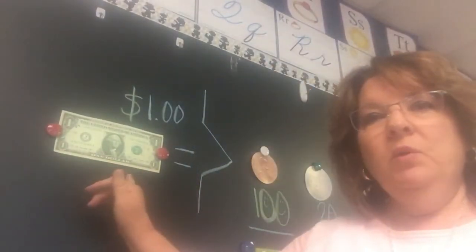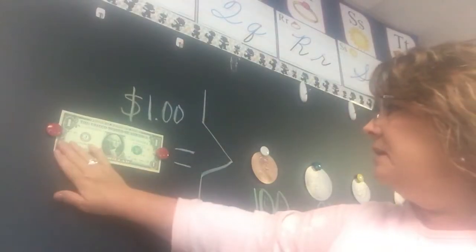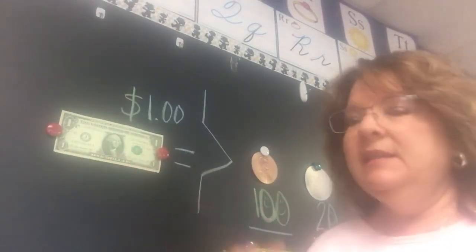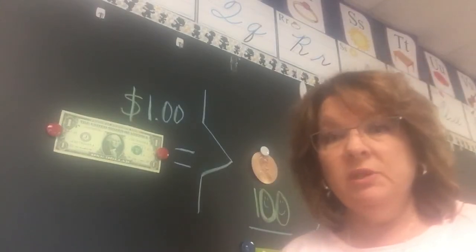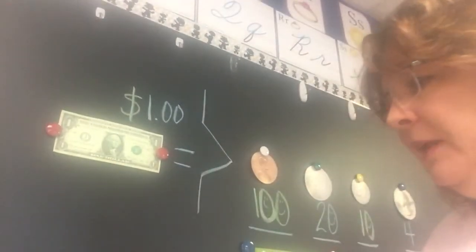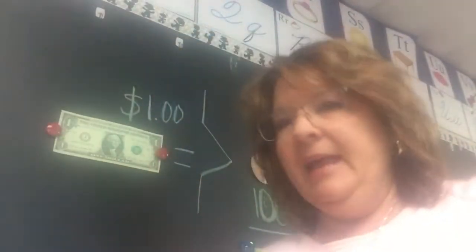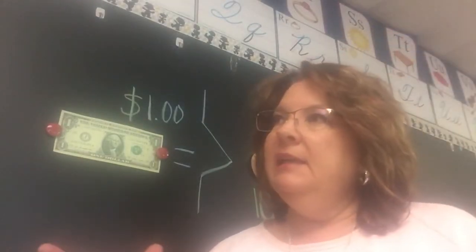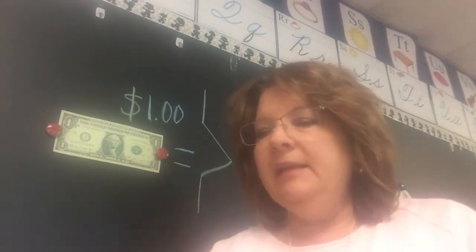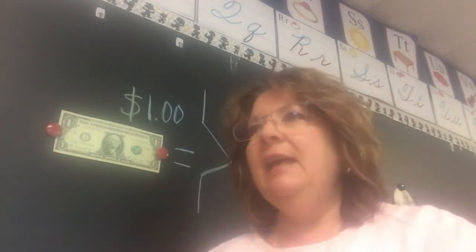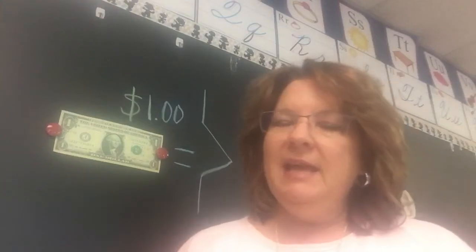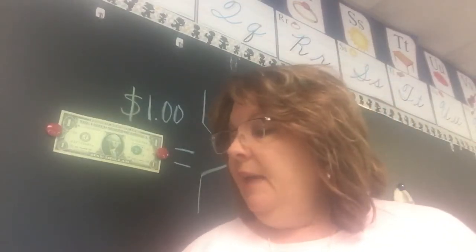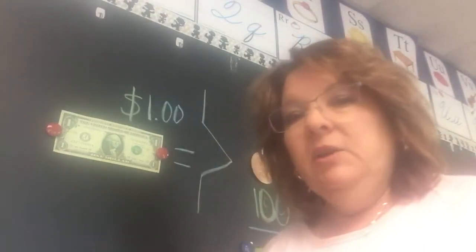$1. Who's the president on there? Right, George Washington, okay? So we could count $1 in different ways. If we emptied our bank and had all the money laying out on the counter, separating it into pennies and nickels in one stack, dimes in one stack, and quarters in one stack, then we would count to see how much money we had all together.